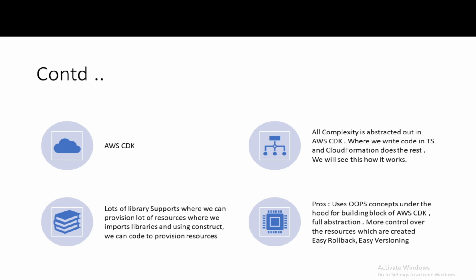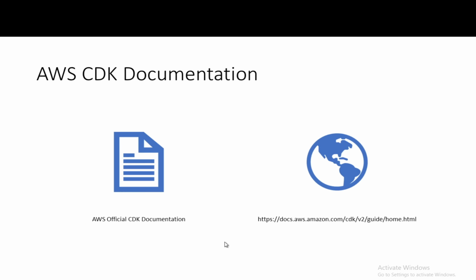So what are the pros? The pros are that it uses OOPS concepts under the hood for building blocks of AWS CDK, and it follows a full abstraction methodology, with more control over the resources created in your AWS account, easy rollback, and easy versioning, which are very easy to manage. So these are the pros of AWS CDK. This is the official documentation of AWS CDK. I will provide the link in the description. You can go through and read all the documentation about AWS CDK.